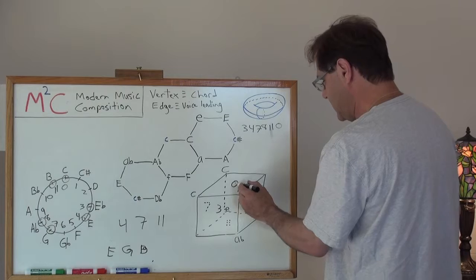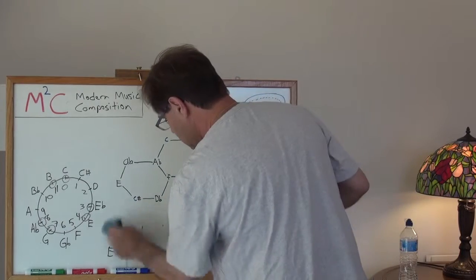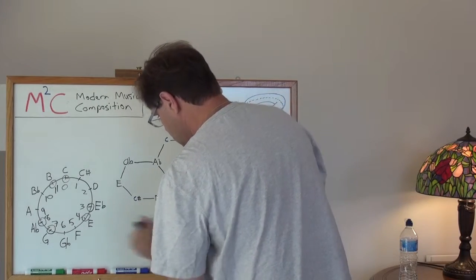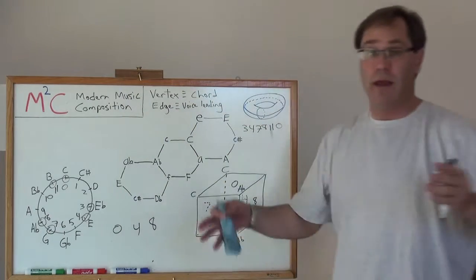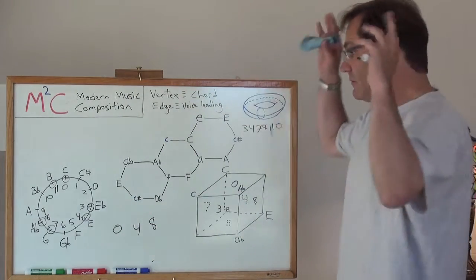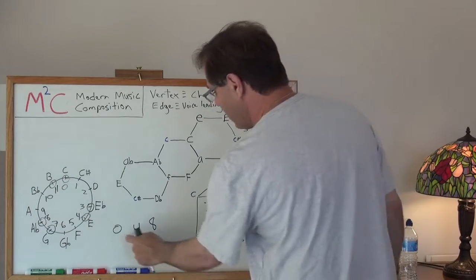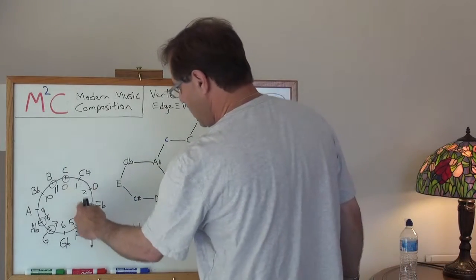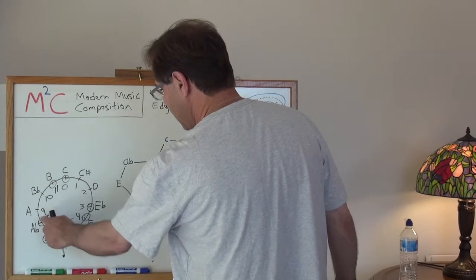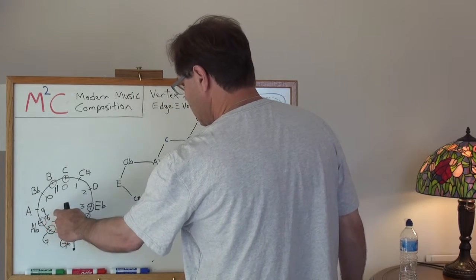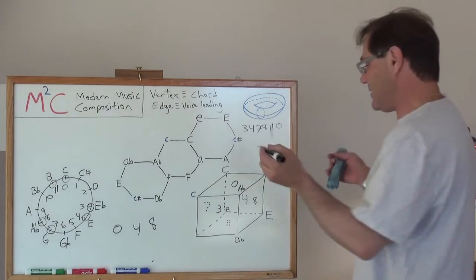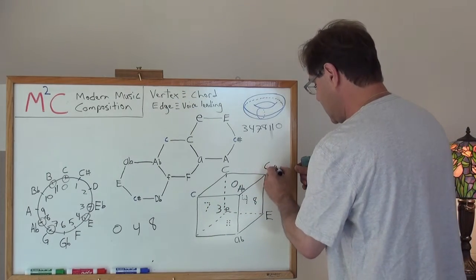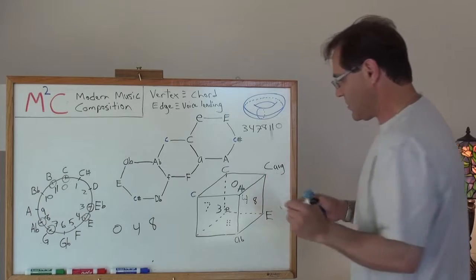Okay, let's do this guy. 0, 4, 8. Oh, geez. Right away, augmented triad. So 0, 4, and 8. That's just going to be our C augmented triad, right? So we'll just put C augmented triad.